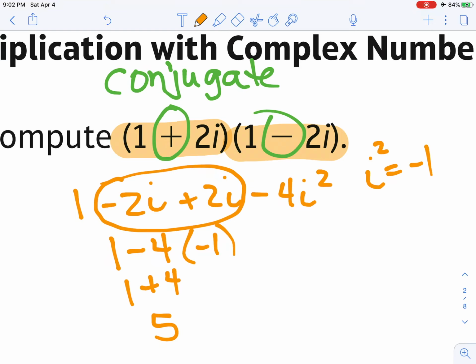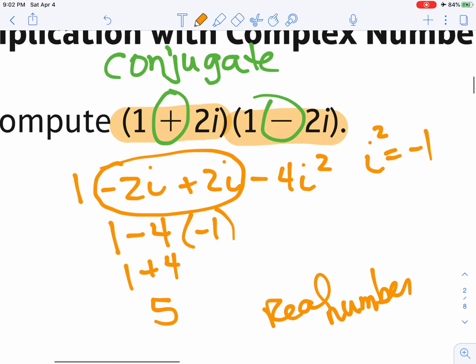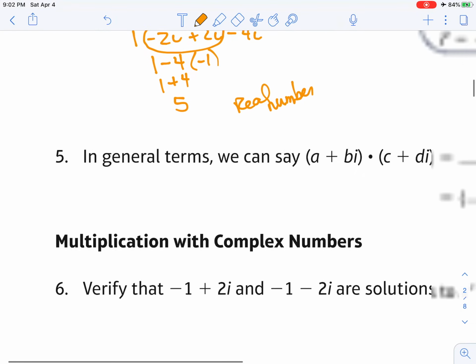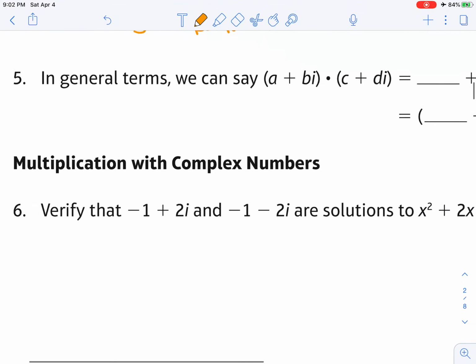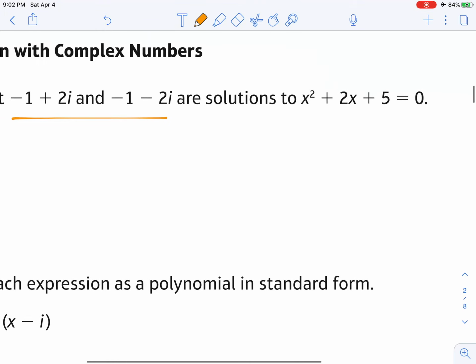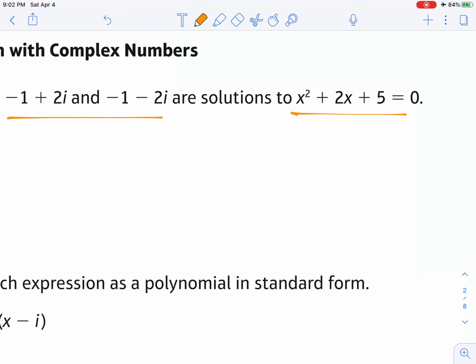So we get 5. Ooh, so the cool thing about this is when I multiply by the conjugate, I get a real number. When I multiply a number by its conjugate, I get a real number. I no longer have a complex number.